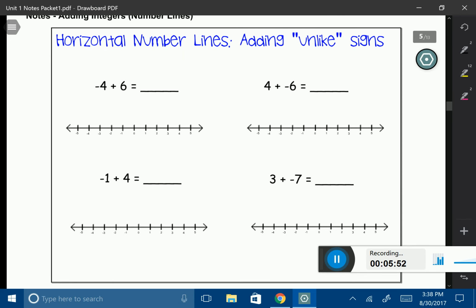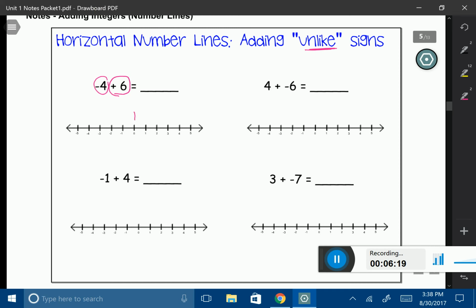Okay, now we're going to look at the same thing, horizontal number lines, but this time we're going to be adding unlike signs, meaning we're going to be using negatives and positives. So let's look at the first one, negative 4 plus 6. Notice how my negative 4 is a negative number, and my 6, I know it's positive because the operation in front is positive. So here's how we're going to represent this.